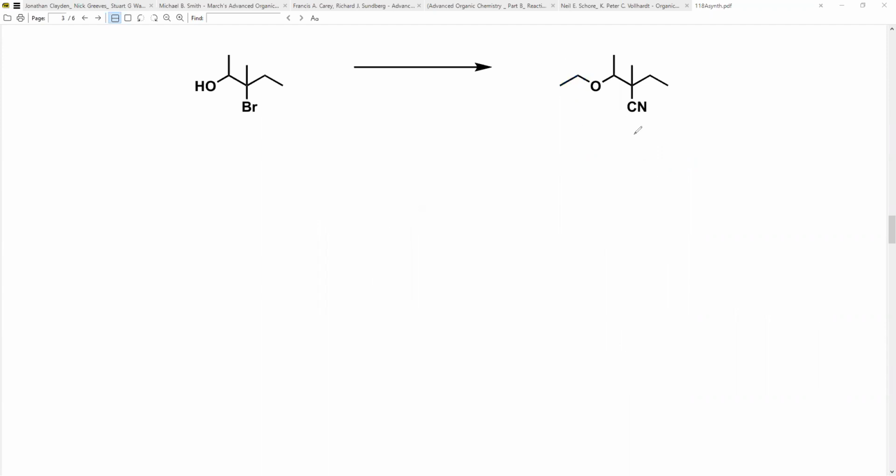We could also say that, hey, maybe this CN used to be my alcohol. Okay, so maybe sometime in the past, my CN was my alcohol. Now, I can't just add in CN, right? I can't substitute an alcohol. That's not going to work. Alcohols are terrible leaving groups. So I have to turn my alcohol into a better leaving group before I'm able to do that.